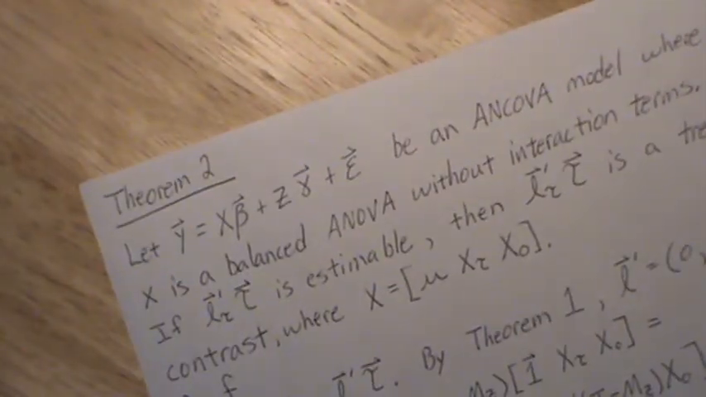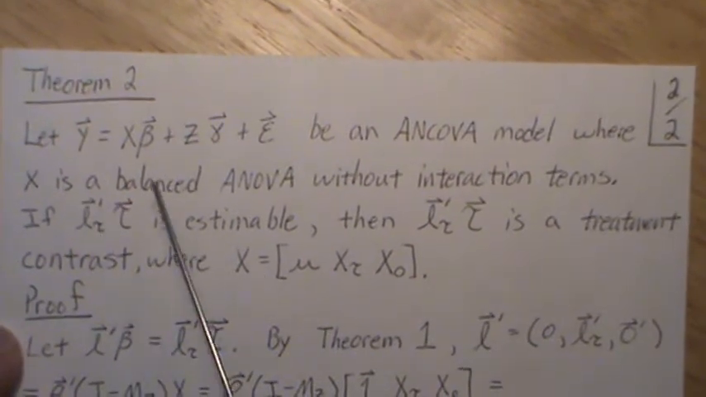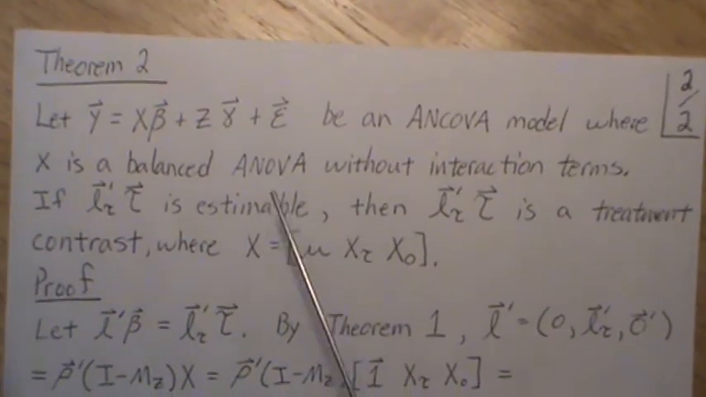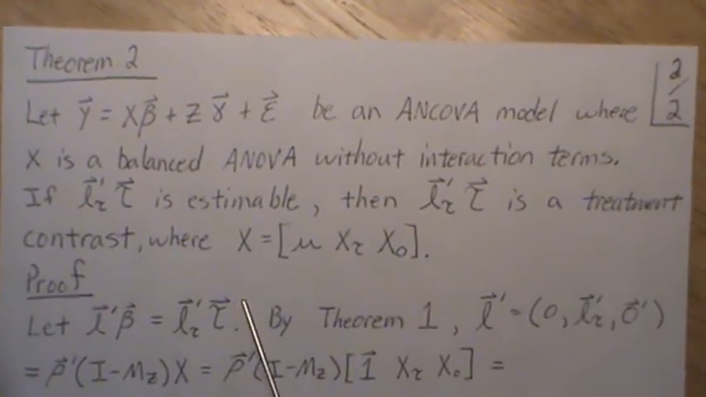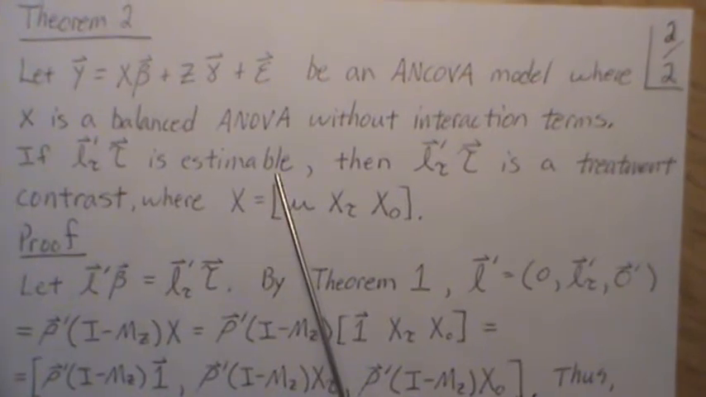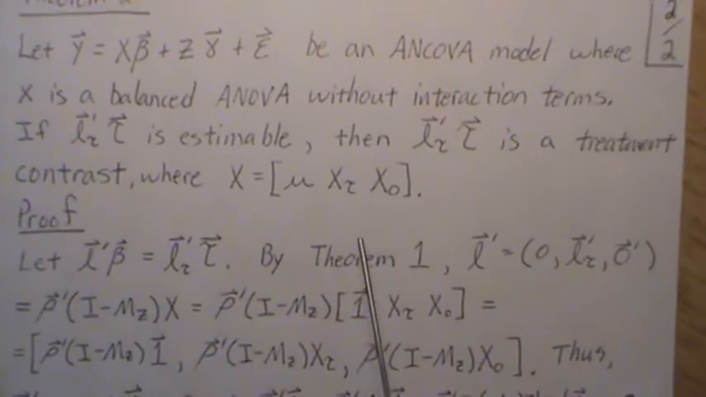Now, the second theorem is this. So here we have, let y equal x beta plus z gamma plus epsilon be an ANOVA model where x is a balanced ANOVA without interaction terms.